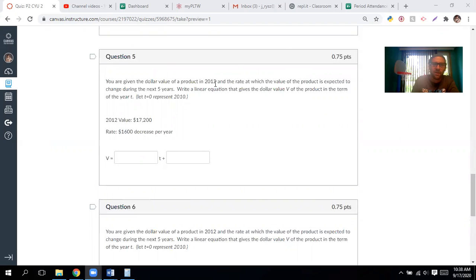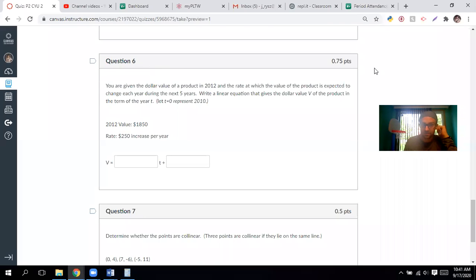So here we go. Let's go through it. You're given the dollar value of a product in 2012 and the rate at which the value of the product is determined to change over the next 5 years. Write the linear equation that gives the dollar value of the product. All right, so you know what? I need to double check that I did this correctly. I might have just put in the answer here. I think this one would be next 5 years. Let me pause the video here and double check my answers on Canvas.